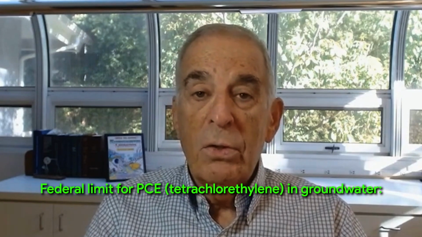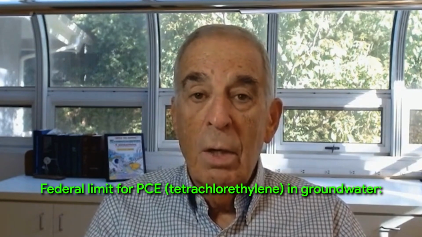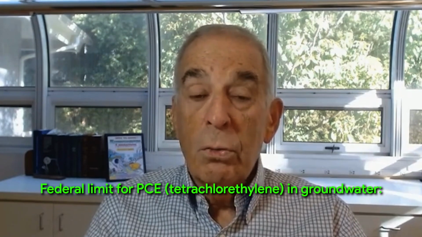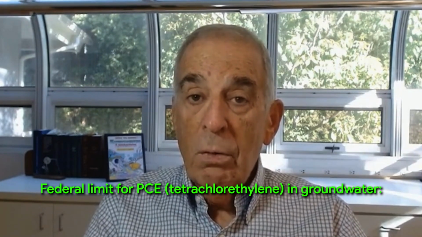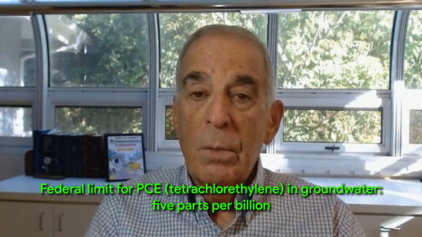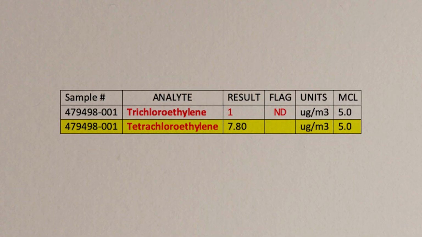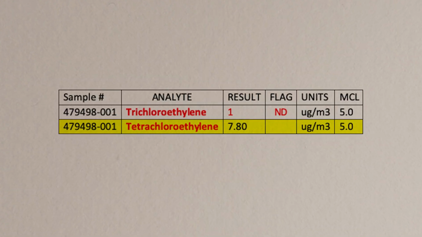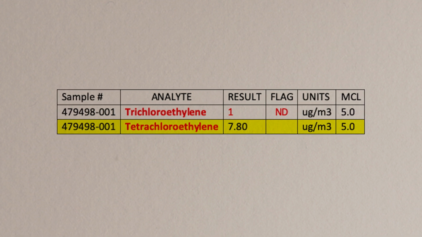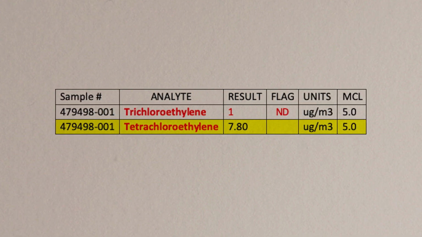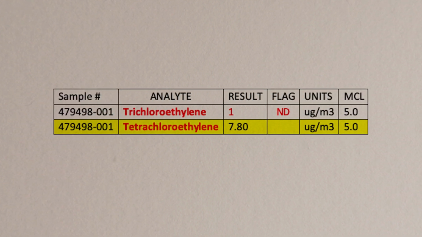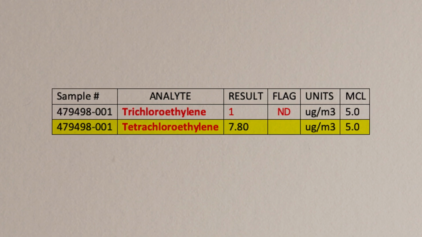For example, the federal regulatory concentration limit permitted for PCE or tetrachloroethylene, a well-known dry cleaning solvent, in groundwater is 5 parts per billion. The printed laboratory tests you review will routinely show the actual lab test results alongside the notation of 5 parts per billion so that you can get an idea if there's a contamination problem that needs to be addressed. That is pretty straightforward.